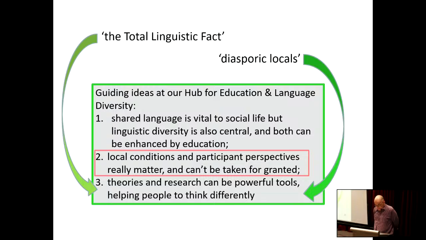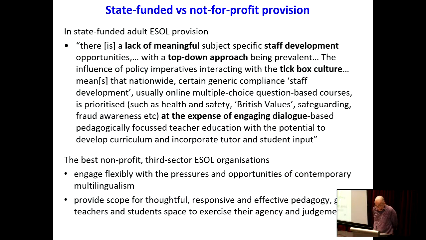It's not just universities that experience the reductive influence of neoliberalism. Neoliberal governance and restrictive top-down regulation exert a very powerful influence on state-funded language teaching. And in the words of an adult education teacher at one of our seminars, there's a lack of meaningful subject-specific staff development opportunities. A top-down approach is prevalent, along with a tick-box culture, cutting out dialogue-based, pedagogically focused teacher education with the potential to develop curricula and incorporate student input. As a result, if that's what it's like in the state sector, it tends to be non-profit, non-state, third sector organizations that are able to engage creatively with the pressures and opportunities of contemporary multilingualism.